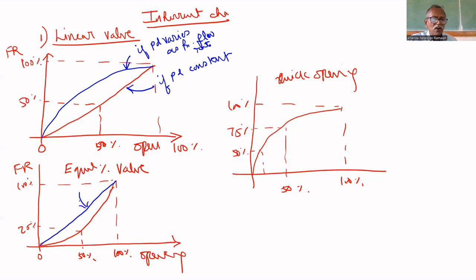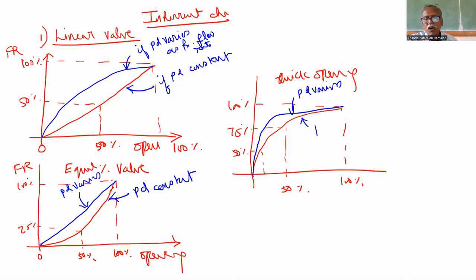This is where the pressure drop varies, and this is where the pressure drop is constant. Here, it becomes more quick opening. This is where pressure drop varies. Here, the pressure drop across the valve is constant.